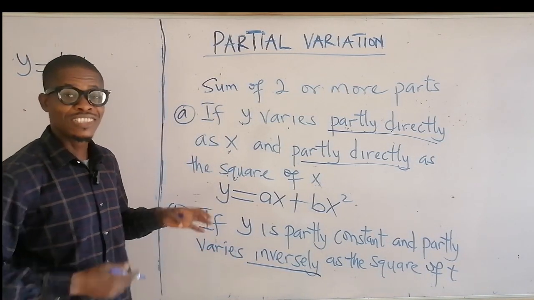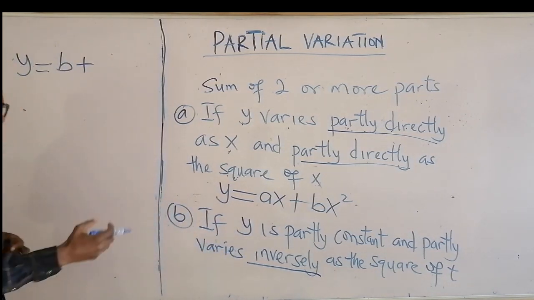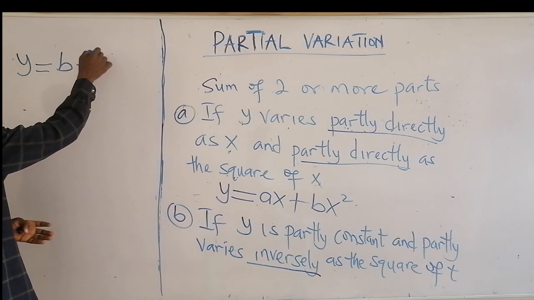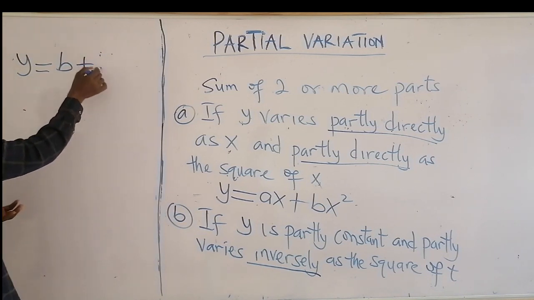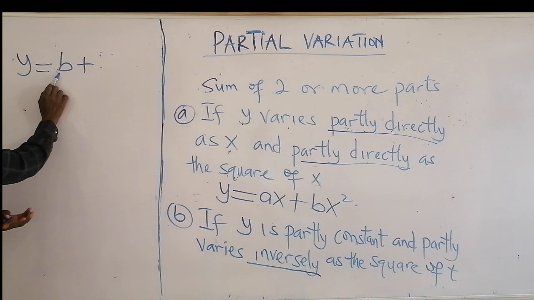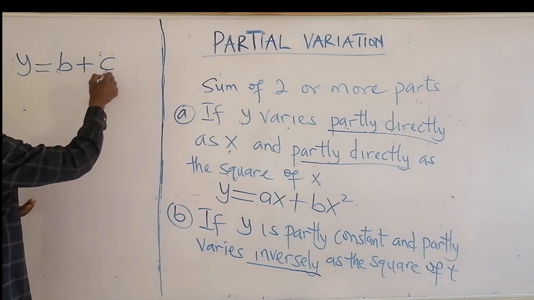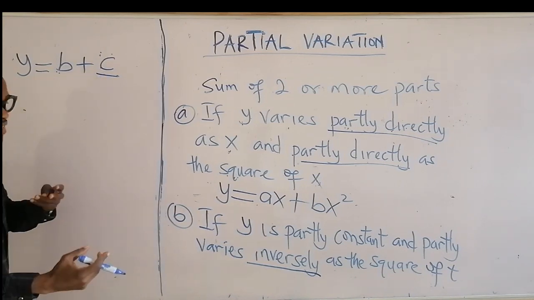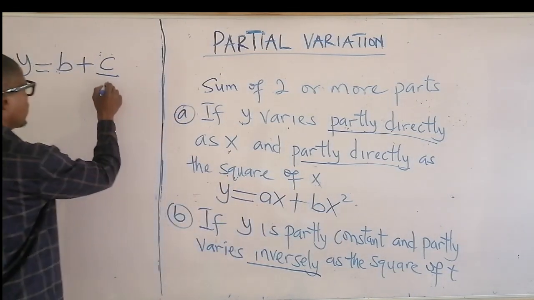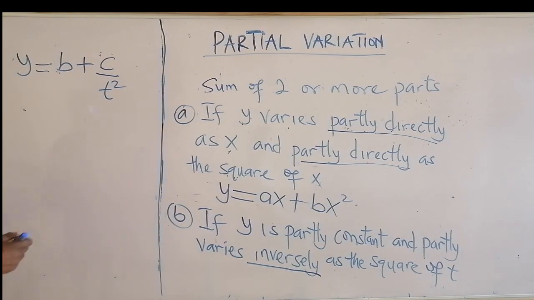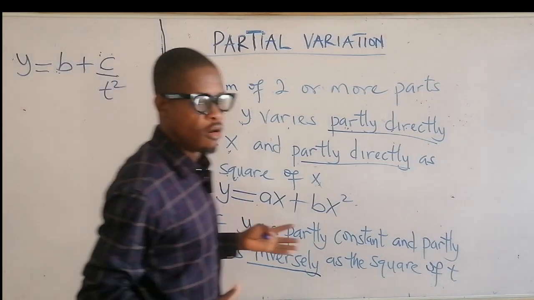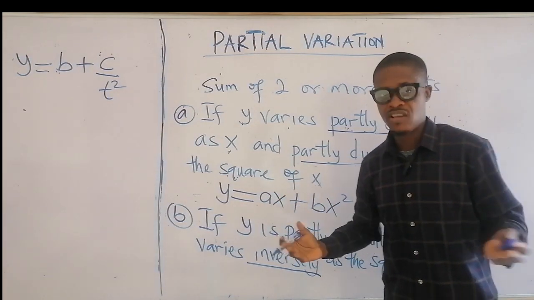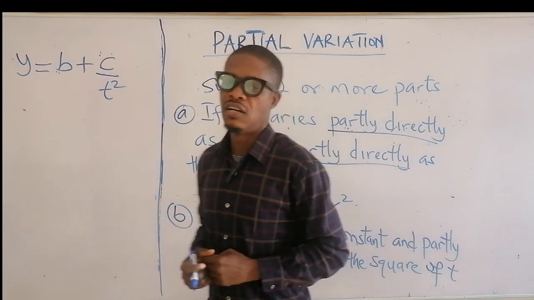In this case, this is the inverse. So partly varies inversely, and in that case a constant must be introduced that will be different from the first constant we have used here. Then you can go for c over, since it's inversely as well, the square of t. So these are the two forms that you can have under partial variation.